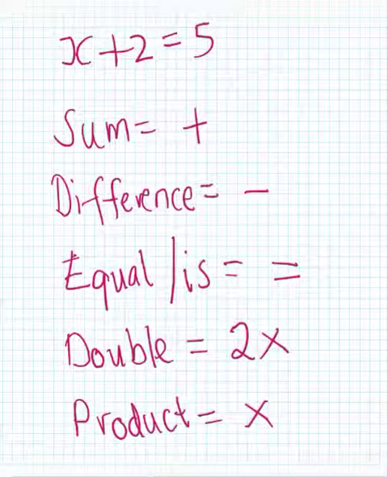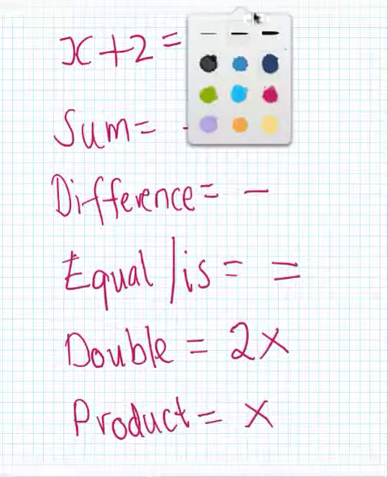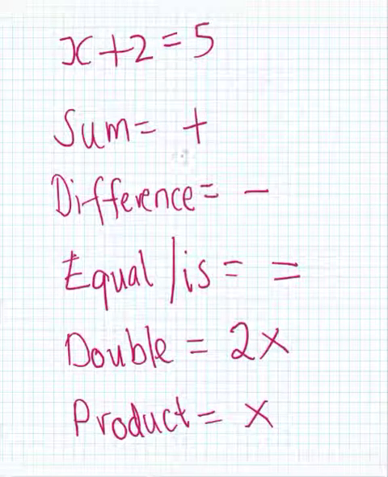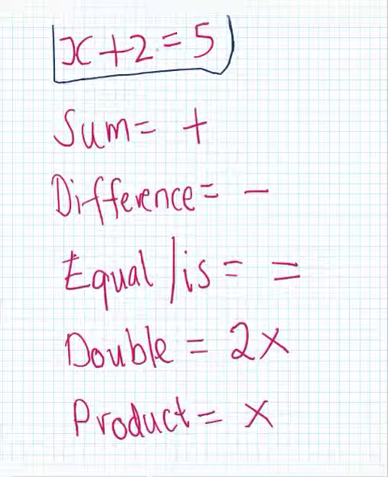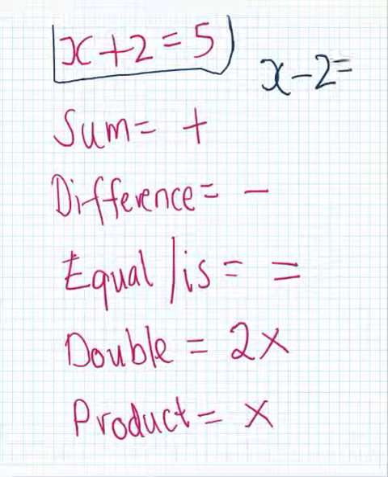So just quickly, here are some common keywords that you'll come across. The first one, if you see sum, you know you are adding, it involves addition. So for this problem here, I could say the sum of a number plus 2 is 5. Difference involves subtraction. So if I had x take away 2 to give me 5, I could say the difference of a number and 2 is 5 or equals 5.